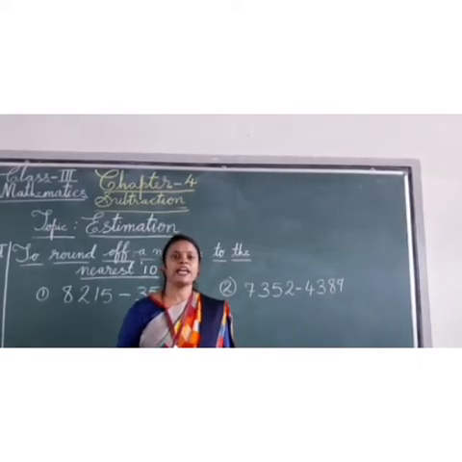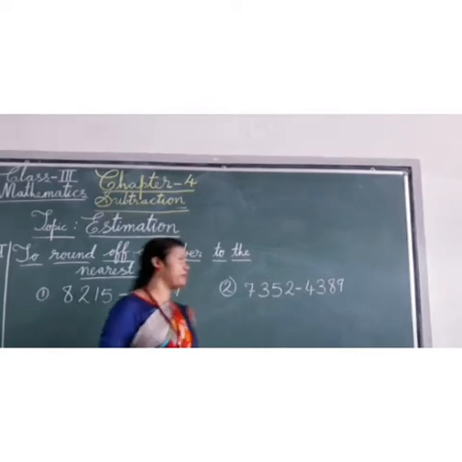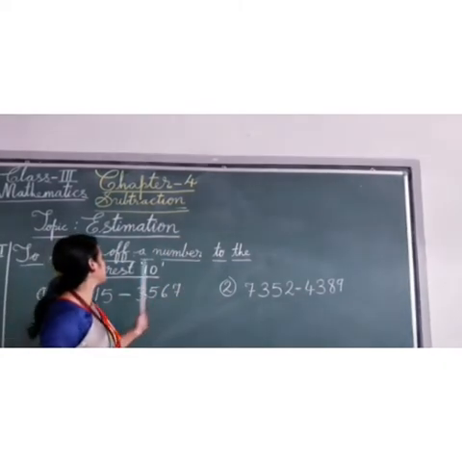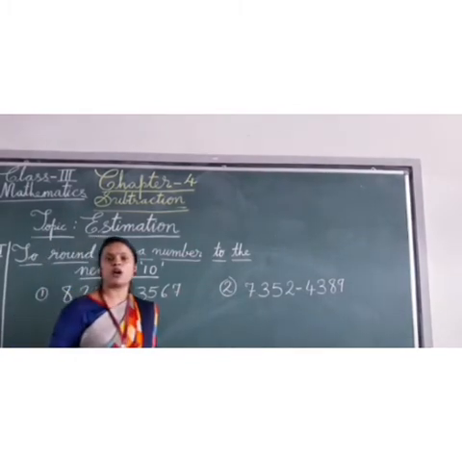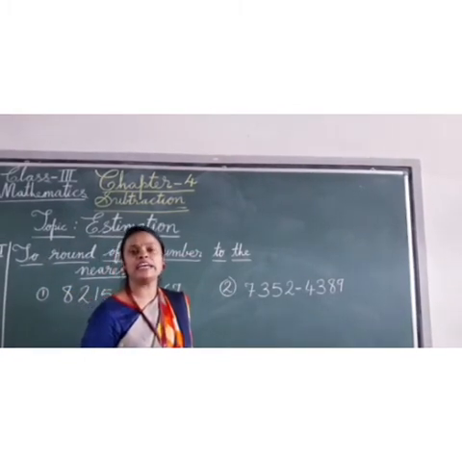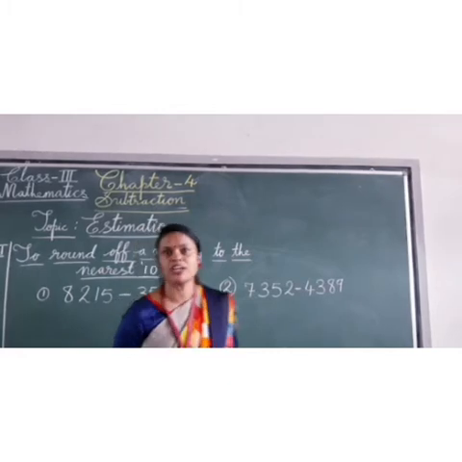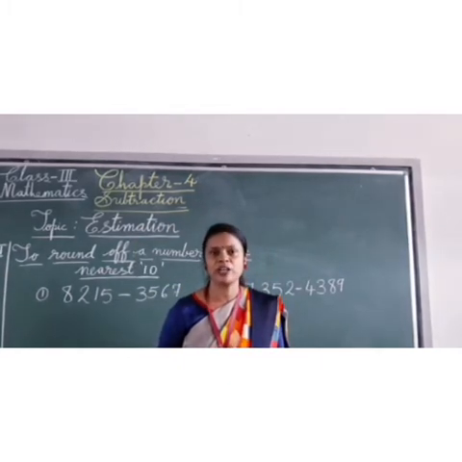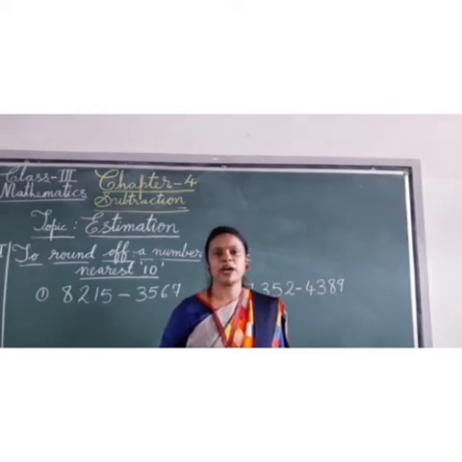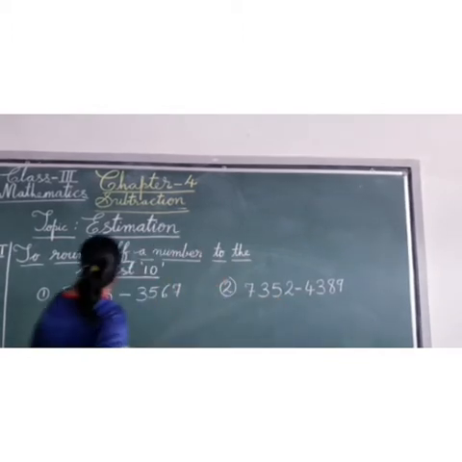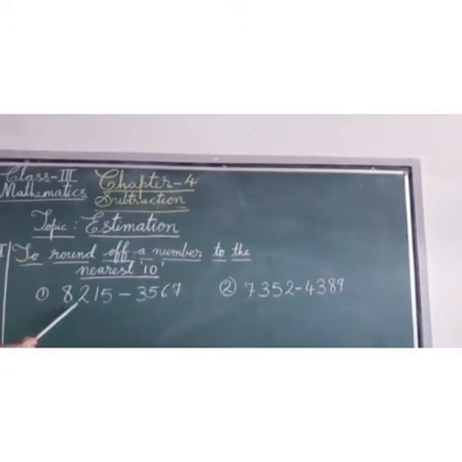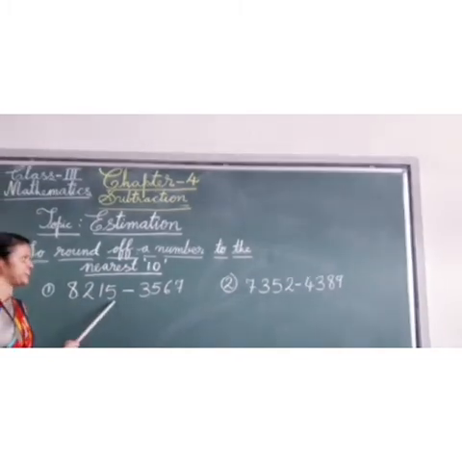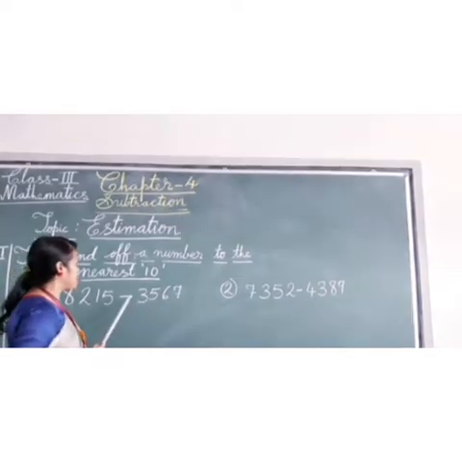Now let's explain our topic. The first topic is to round off a number to the nearest 10. We have learned all the rules in the last chapter, so once again I am reminding you. Here you are getting a 4-digit number, 8,215, minus 3,000.